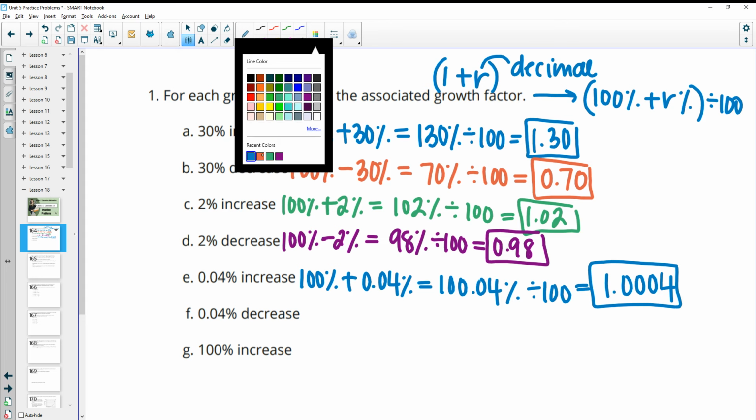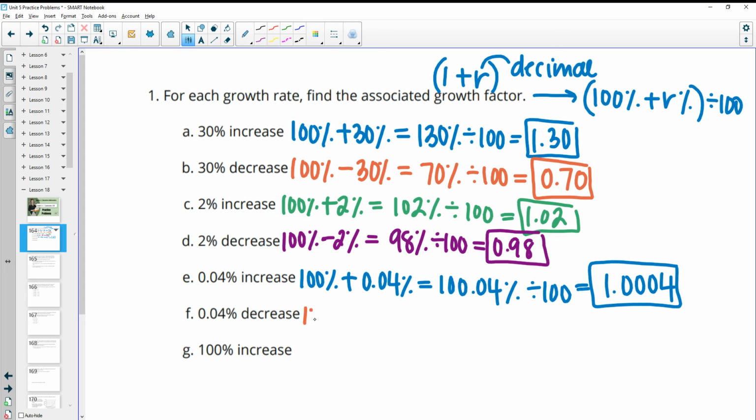Then a 0.04% decrease, we would be subtracting that 0.04% from 100. So 100 minus 0.04 is 99.96. So then that's the percent that we have each time. So divide that by 100 and we'll be at 0.9996 for our growth factor.